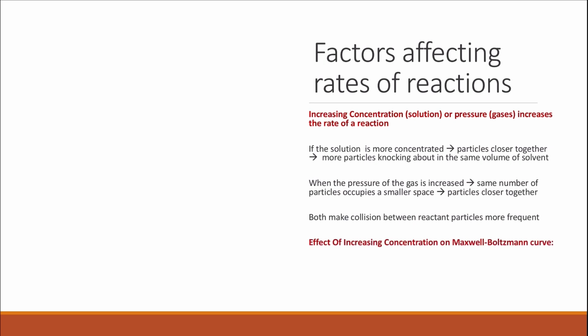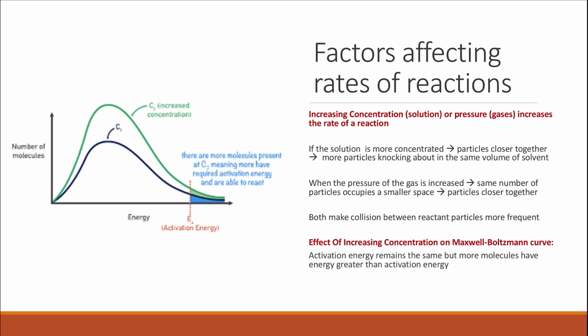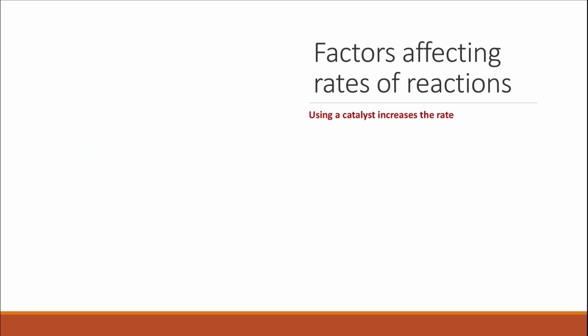So how does the increase in concentration affect the shape of the Maxwell-Boltzmann distribution curve? As we can see here, the activation energy doesn't change. However, the number of particles will change in case of increasing the concentration, which means the curve will be higher up here, and then you're going to see that the number of particles that have kinetic energy higher than the activation energy will also increase, which means the rate of the reaction will increase.